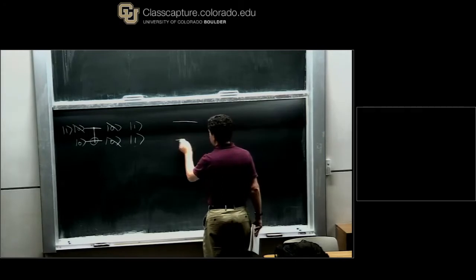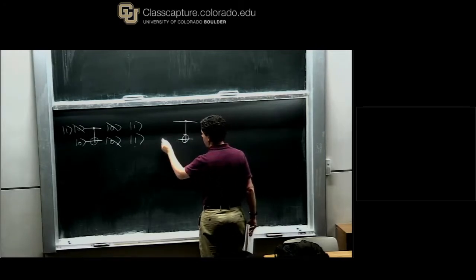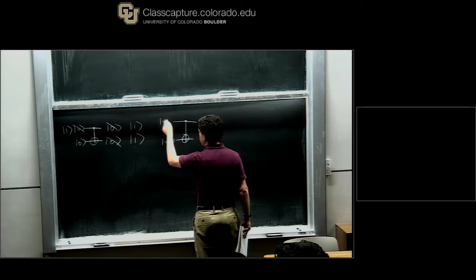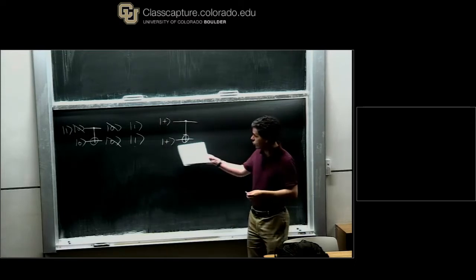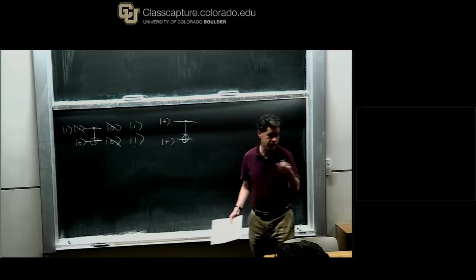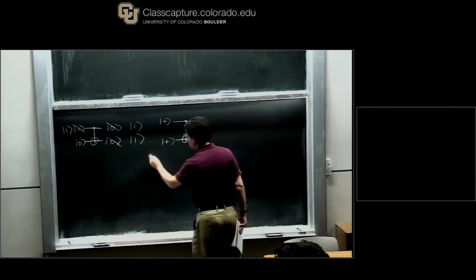And similarly, suppose the initial state in the CNOT was plus plus. Well, if you do a NOT on plus, it stays plus, right? Plus is 0 plus 1.